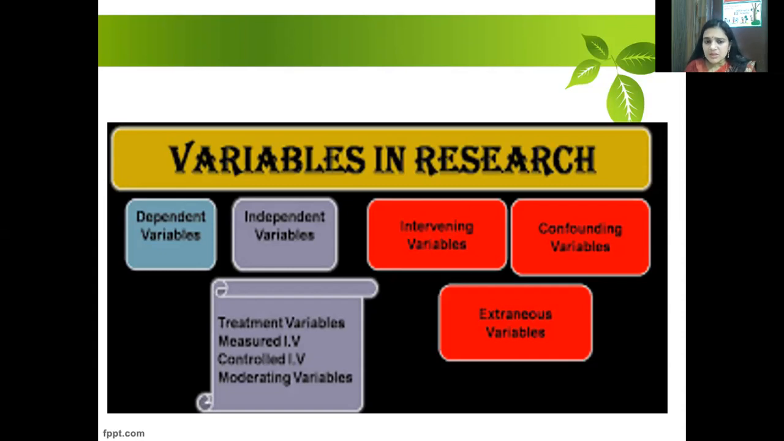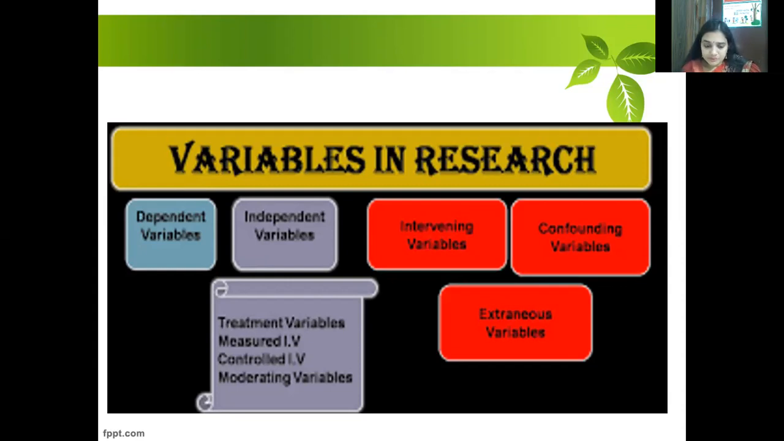Then we consider few more variables: treatment variables, measured variables, independent variable, controlled independent variable, and moderating variables. Then intervening variables, confounding variables, and extraneous variables. Let us study them one by one. Intervening, I just told you that it is a kind of mediator variable. It's a theoretical variable which might cause or connect between dependent and independent variable.